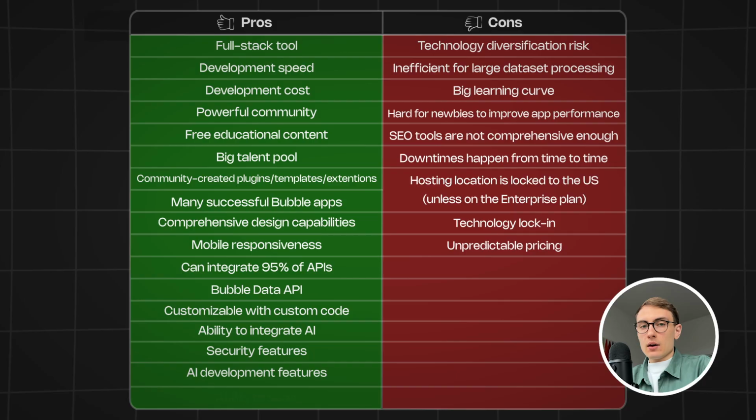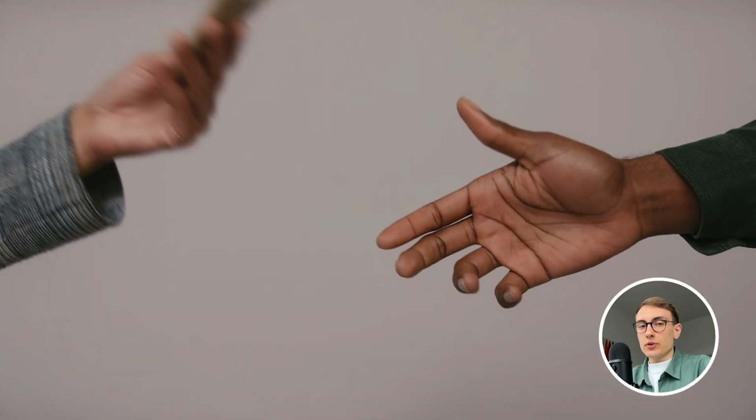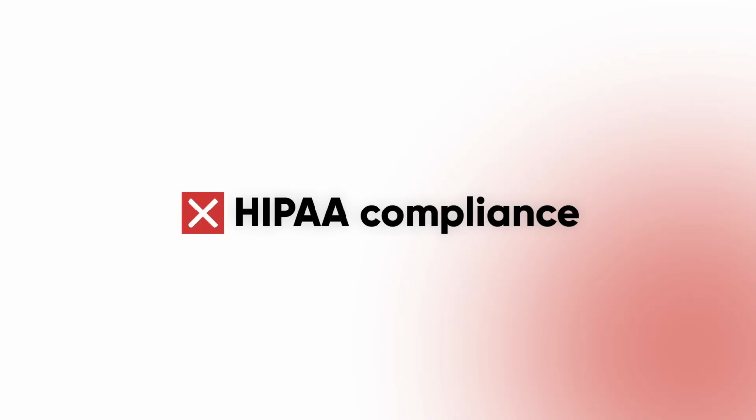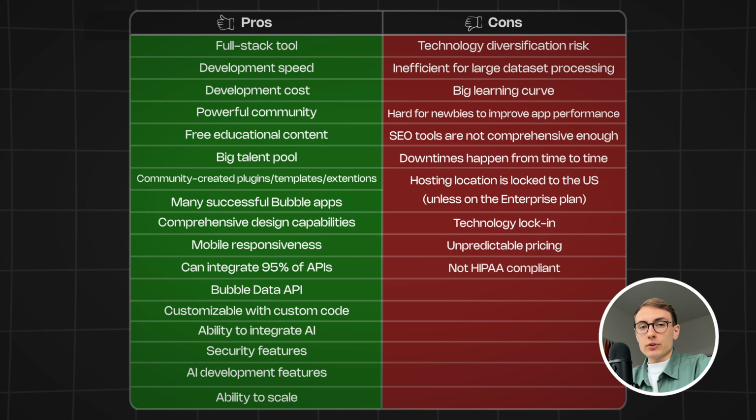Bubble is pretty scalable, and many examples of successful Bubble apps prove it. However, you need to understand that as your platform scales, you need to pay more for Bubble. Last but not least, Bubble is not HIPAA compliant, and you cannot use it to store healthcare information, which disqualifies it for many healthcare startups.